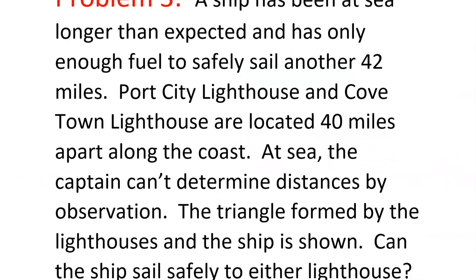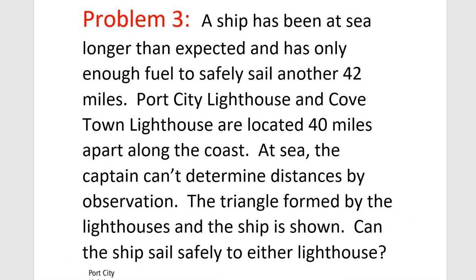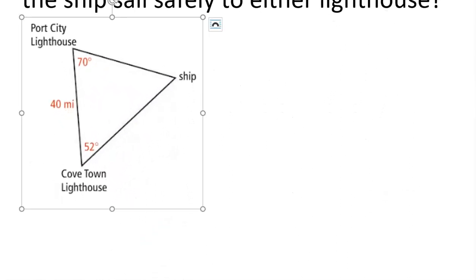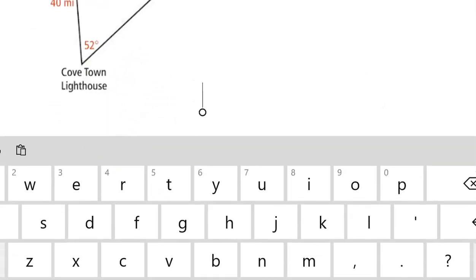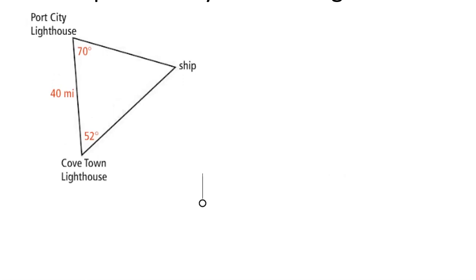-1 key. Okay, so this last one, they are looking at a ship that has been at sea longer than expected and has only enough fuel to safely sail another 42 miles. There are 2 places that they could sail to, Port City Lighthouse and Cove Town Lighthouse. They're about 40 miles apart, but right now he can't tell how far they are from him. So they formed a triangle. What we're looking for is which one is closer than the other, and it has to be under 42 miles.